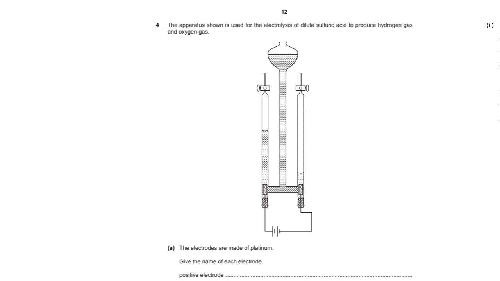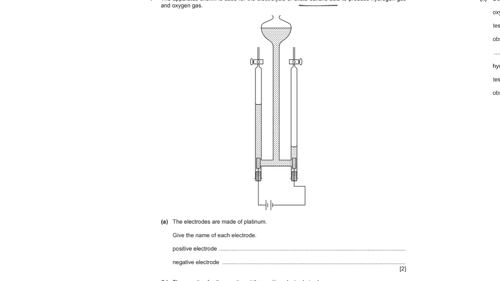So question number 4 states there is an apparatus shown. We are doing electrolysis of dilute sulfuric acid. The electrodes are made up of platinum. Give the name of each electrode. So positive electrode is known as anode, and negative electrode is known as cathode. If you struggle to remember this, just remember PANIC. Positive is anode, negative is cathode.